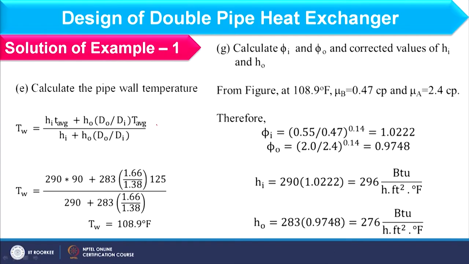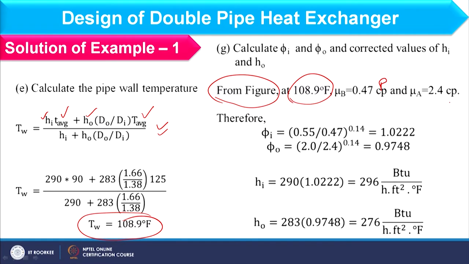So let's first consider the wall temperature, how to calculate that. So this is the expression for wall temperature, and T average and this capital T average, these values of temperature of both fluids are known to us, so we can simply calculate that. HI and H naught we have already calculated, so considering all these values, we can find out wall temperature as 108.9 degree Fahrenheit, okay. Now corresponding to the figures of viscosity data, fine, we can find out benzene viscosity and aniline viscosity at 108.9 degree Fahrenheit, and it comes out as mu B as 0.47 centipoise, and here B should be capital, sorry for that. Fine. So here mu B is 0.47 centipoise and mu A is 2.4 centipoise. Okay.